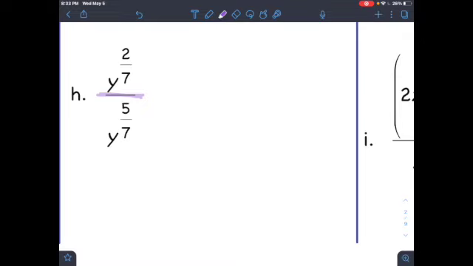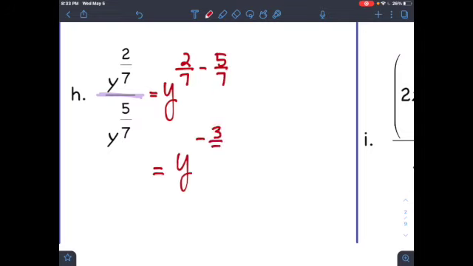There's a division sign, which is a minus sign. So it's going to be y, 2 over 7 minus 5 over 7. And that's going to give you y to the negative 3 over 7. This negative sign, we are going to flip it, and that's going to be 1 over y to the 3 over 7 power.